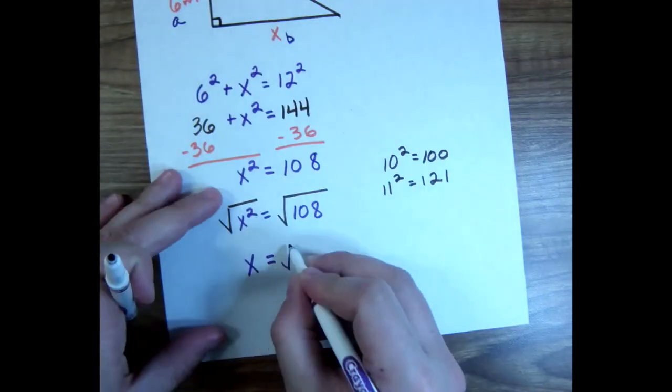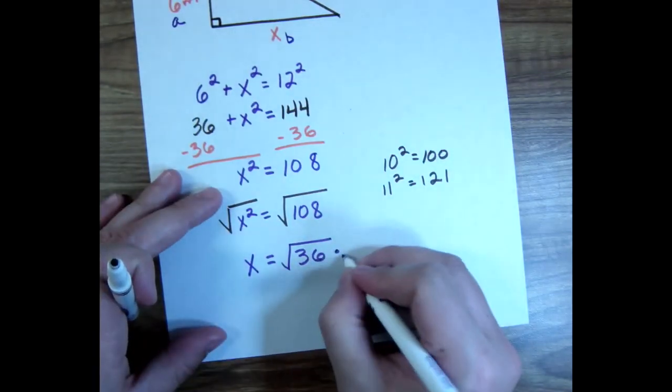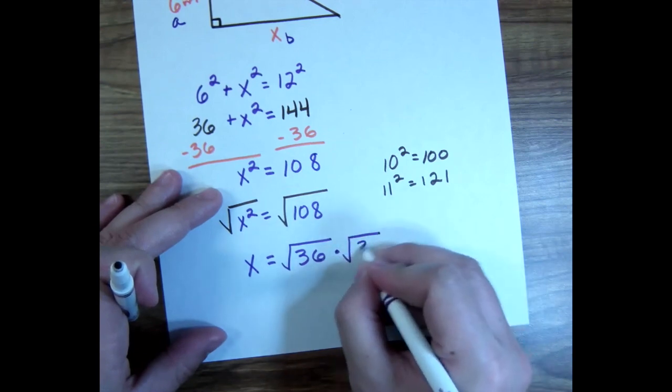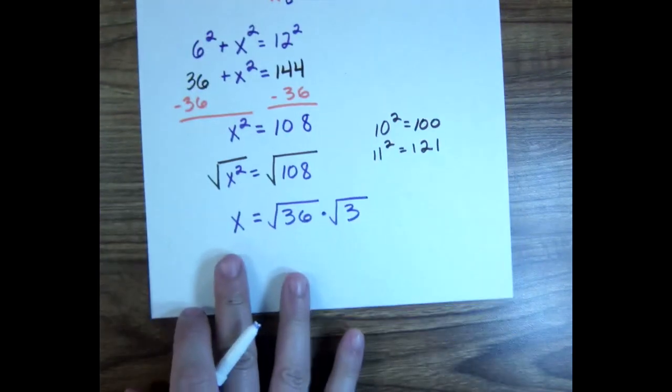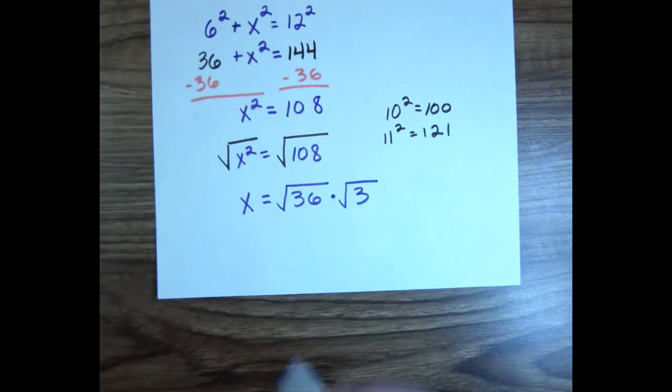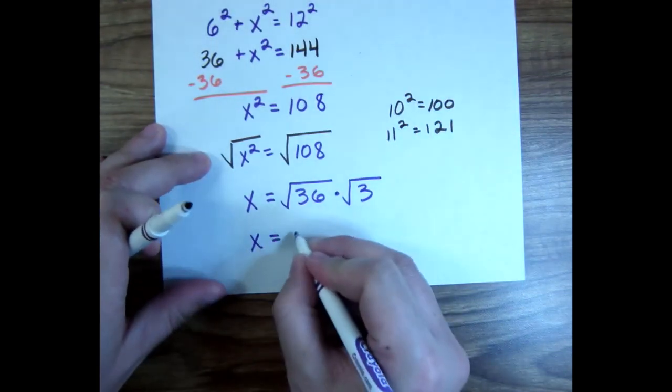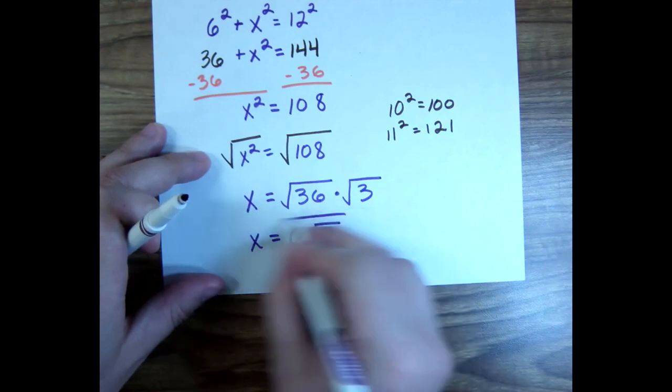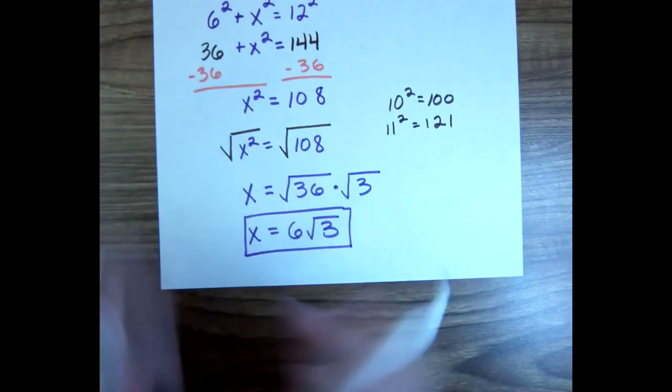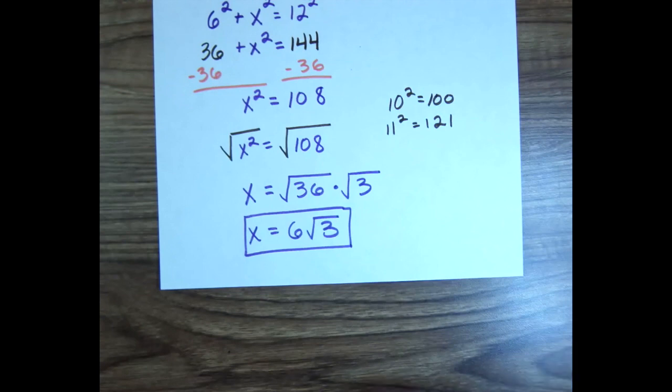36. So the square root of 108 is the square root of 36 times the square root of 3, since 36 times 3 is 108. And the square root of 36 is 6, so 6 root 3 is the exact answer. If your calculator will simplify square roots for you, you can just go straight to that answer, which is nice. If your calculator won't, you have to do the factors like this.